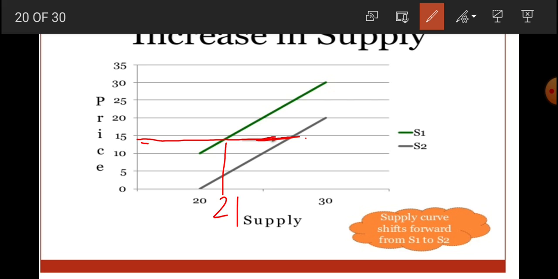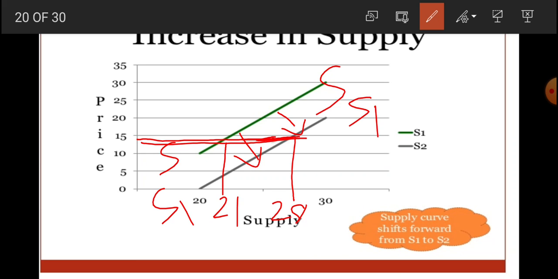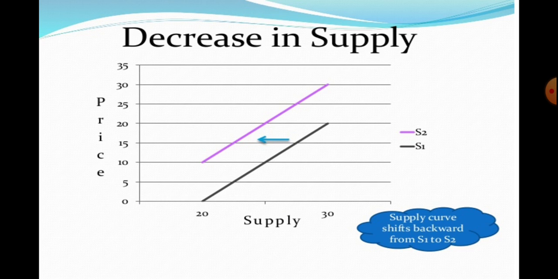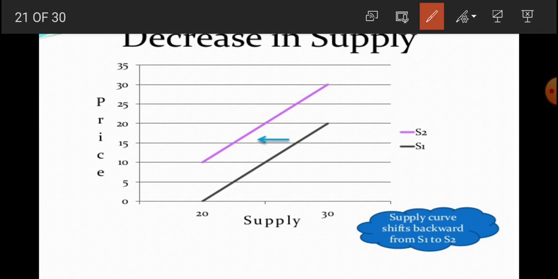Due to other factors, even at the same price level, supply has increased to 28 units. This is a rightward shift. Clear, beta? So S S shifts to S1 S1. Keep in your mind, in case of increase in supply, there is a forward shifting of the supply curve. हम इसको rightward shifting भी बोल सकते हैं, forward shifting भी बोल सकते हैं. In case of decrease in supply, there is a backward movement or backward shifting of the supply curve.